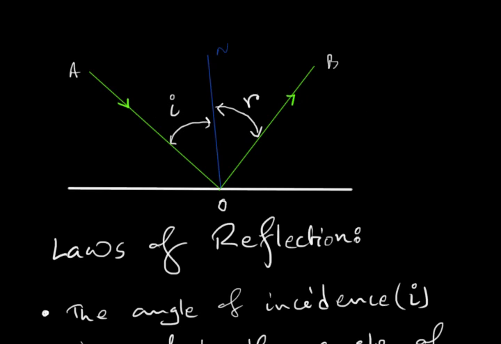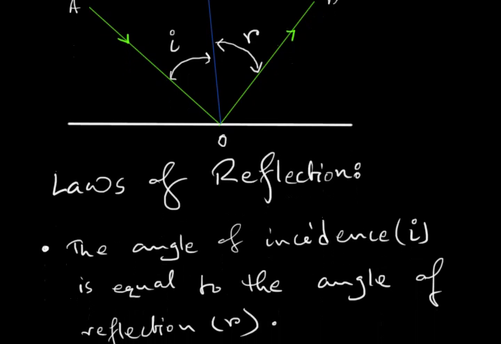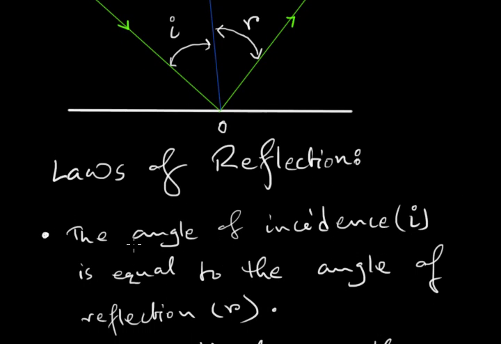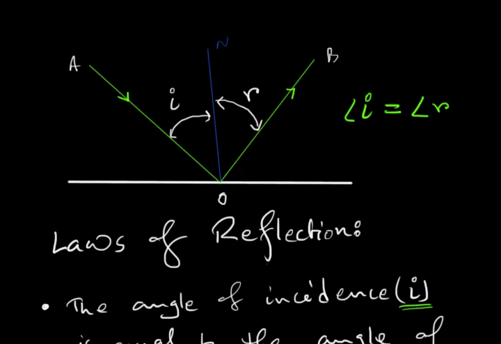Now the laws that govern reflection are: the first law is that the angle of incidence I is equal to the angle of reflection. So what is the first law of reflection? It says that angle I, which is the angle of incidence, is equal to the angle R, which is the angle of reflection. So I is equal to R. This is the first law of reflection.